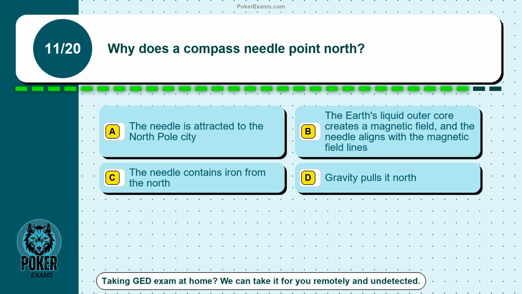Question 11. Why does a compass needle point north? Option A. The needle is attracted to the North Pole city. Option B. The Earth's liquid outer core creates a magnetic field, and the needle aligns with the magnetic field lines. Option C. The needle contains iron from the north. Option D. Gravity pulls it north.